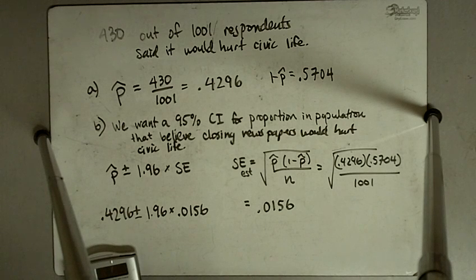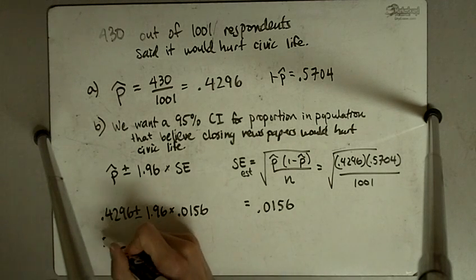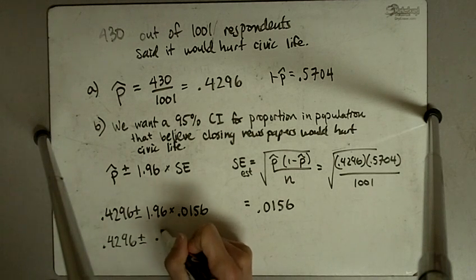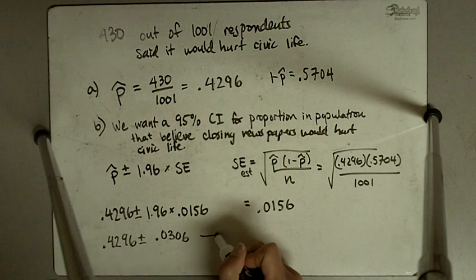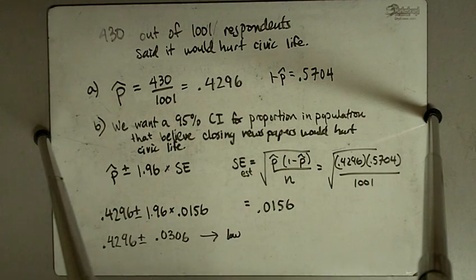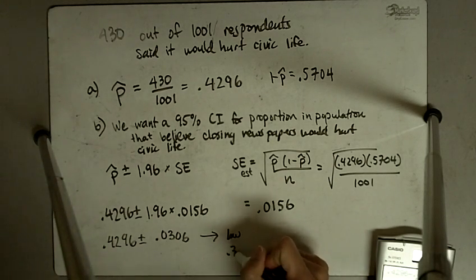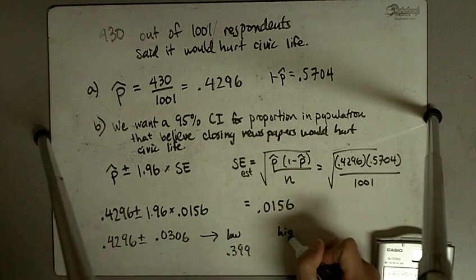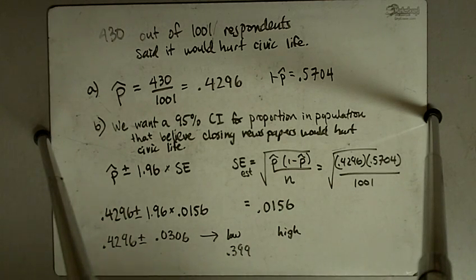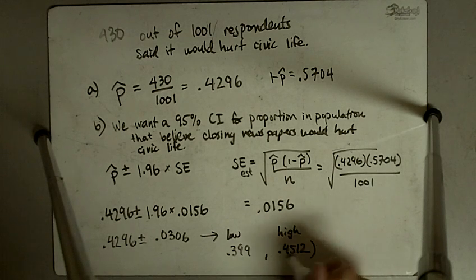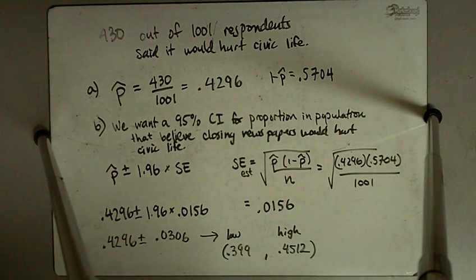0.0156 times 1.96 gives me 0.0306, so 0.4296 plus or minus 0.0306. On the low end, 0.4296 minus 0.0306 is 0.399. And on the high end, 0.4296 plus 0.0306 is 0.4602. So this is my 95% confidence interval.